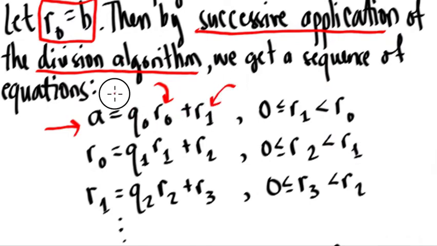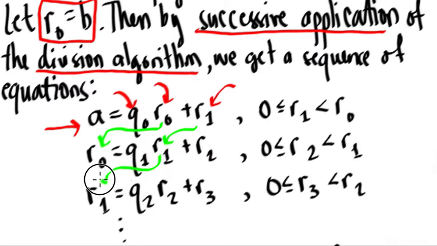What happens here, by theorem 5, is that the r sub 0, the divisor in this first equation, will become the dividend in the next equation. And the remainder in this first equation will become the divisor in the next equation. And then we continue the process. The r sub 1, the divisor of the old equation, will become the dividend of the new equation, and the remainder of the old equation will become the divisor of the new equation. And then this goes on and on. Just take note that the previous remainder is always strictly greater than the new remainder.